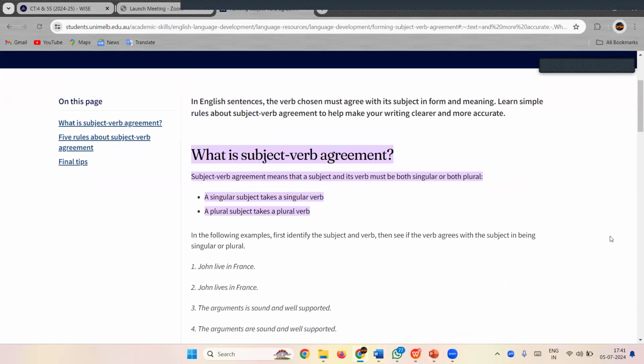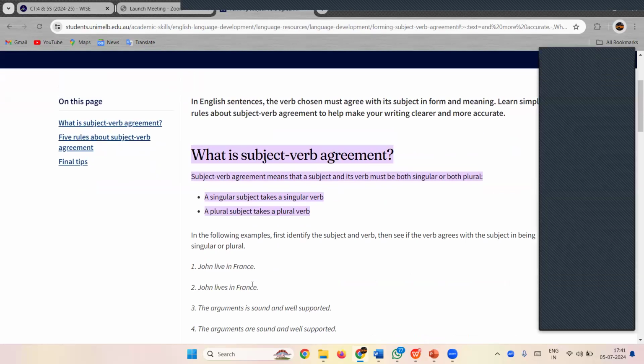First, we'll start with Advik Singh. John lives in France. Is the sentence right or wrong? Yes, ma'am, John lives in France. No, it's not right. Yes, ma'am, if the subject is singular, we'll add s after the verb, ma'am.